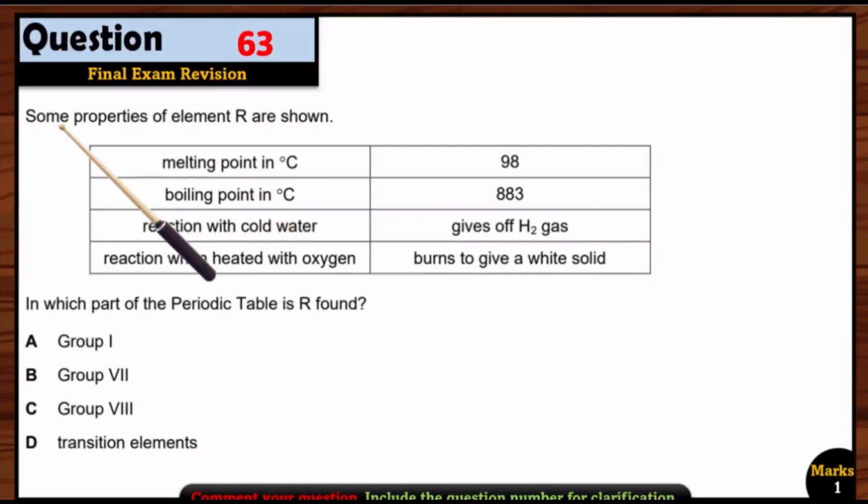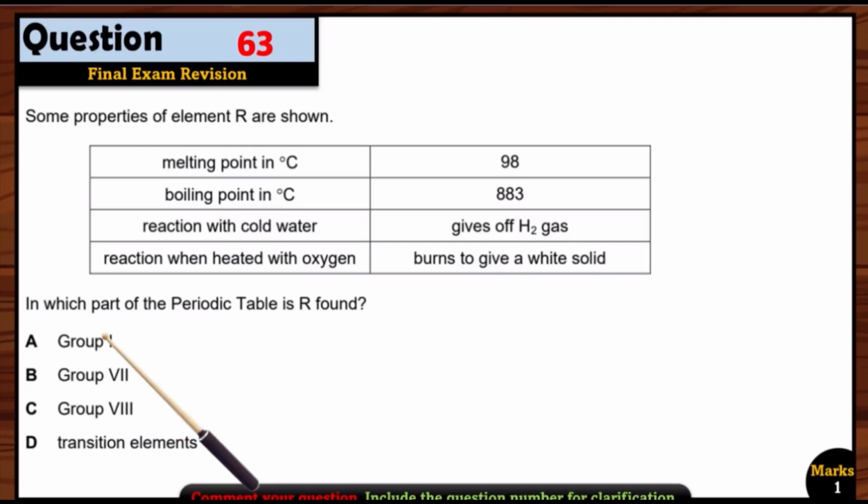Some properties of element R are shown, okay? In which part of the periodic table is R found? So now let's see one by one where it belongs. Melting and boiling points: if you see, the melting and boiling points are high, right? So it can be a metal. Now, reaction with cold water, it gives off hydrogen gas. So if it gives hydrogen gas, it means it belongs to group 1 or 2, because with cold water, the transition elements will not react. Okay, so we don't have to look for other options.